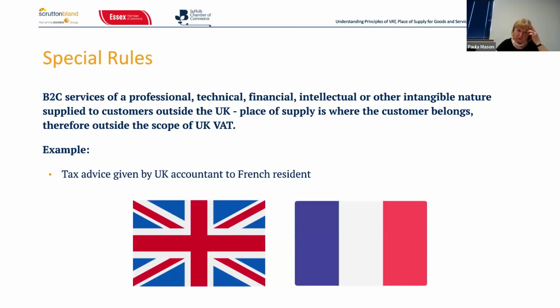There's also a special rule for B2C services of a professional, technical, financial, intellectual, or other intangible nature, which are supplied to customers outside the UK. The place of supply then is where the customer belongs, therefore it's outside the scope of UK VAT. That goes against the general rule, which would usually dictate it's where the supplier is located. So, for example, tax advice given by us, Scrutton Bland, to a resident located in France would be outside the scope of UK VAT. We would not put UK VAT on our invoice to that individual.